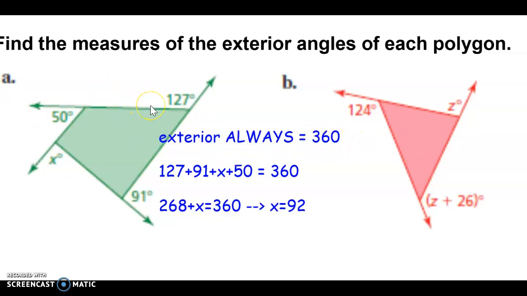Well, I know that 127 plus 91 plus x plus 50 is what all the exterior angles are. So that needs to equal 360. So if I add all the constants, I get 268 plus x equals 360, or subtracting from both sides, x equals 92. So you can apply the formula the exact same way. It just turns out that for the exterior angles, as long as it's convex, they always add to 360.